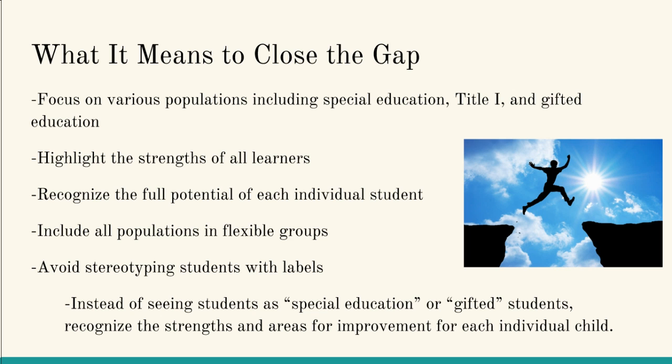When analyzing the data, we need to look most closely at what it means to close the gap. Closing the gap means focusing on various populations, including special education, Title I, and gifted education. We need to highlight the strengths of all learners. We should recognize the full potential of each individual student and include all populations in flexible groups. We need to avoid stereotyping students with labels. Instead of seeing students as special education or gifted students, recognize the strengths and areas for improvement for each individual child.